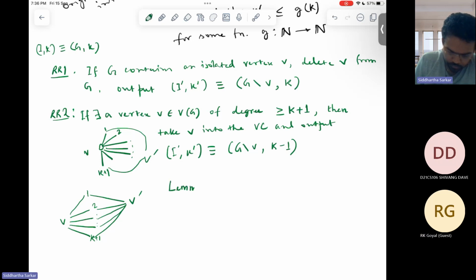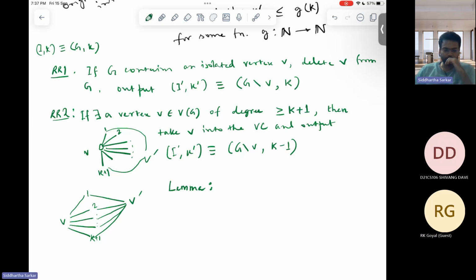So the lemma is the following. These rules can be applied any number of times. This has to be applied exhaustively, so you will have to reduce the graph as long as it is possible to reduce it. You have to keep reducing it. Even if you have one vertex left which has degree k plus 1 or more, then you apply the rule. So you apply the rule exhaustively and you keep on applying as long as it is possible.